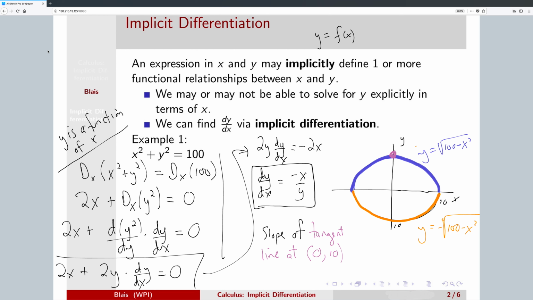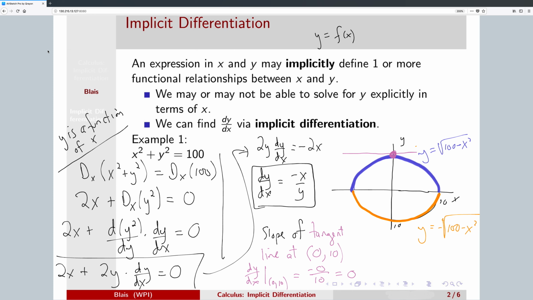Well, we know from the picture that the tangent line is horizontal, and we see that dy dx at that point 0, 10, we plug in directly, we have a minus 0 in the numerator over 10, or 0, and we see, in fact, that we did get a 0 slope for that tangent line. And this would hold at any point along the circle. You just plug in the x, y coordinates here.